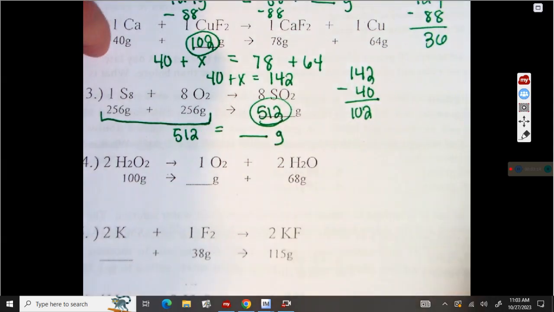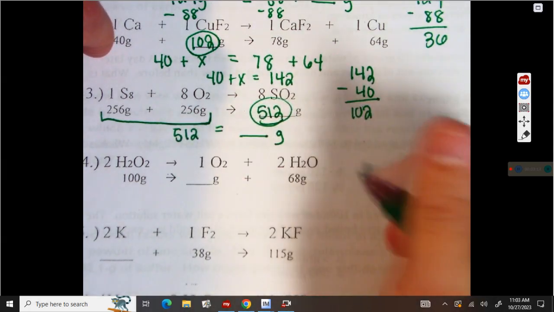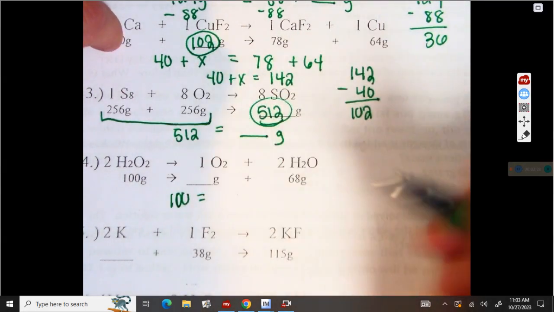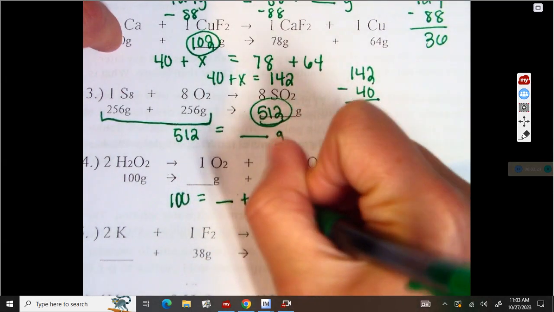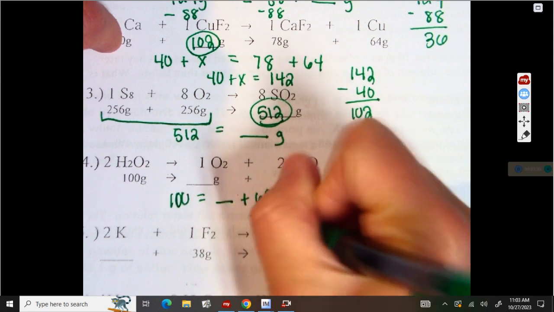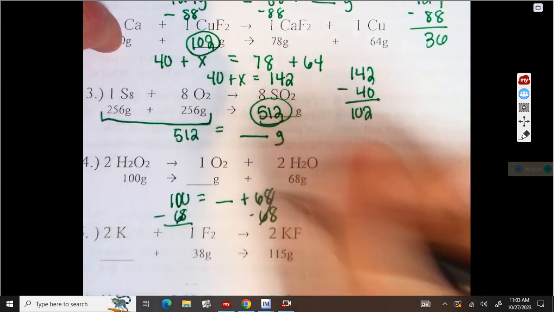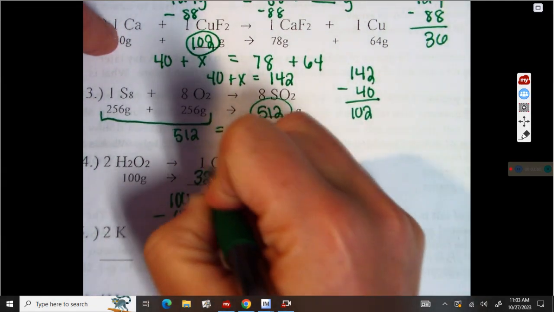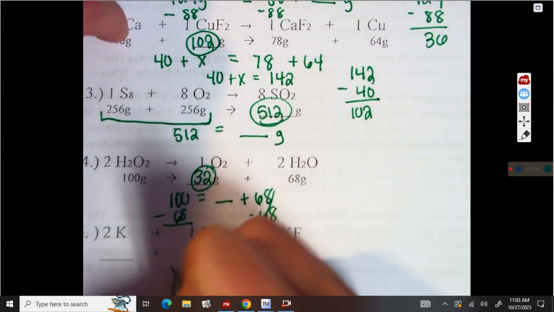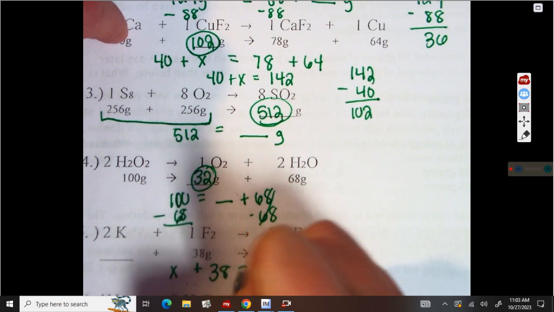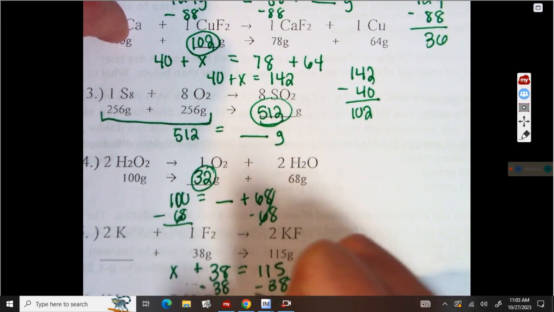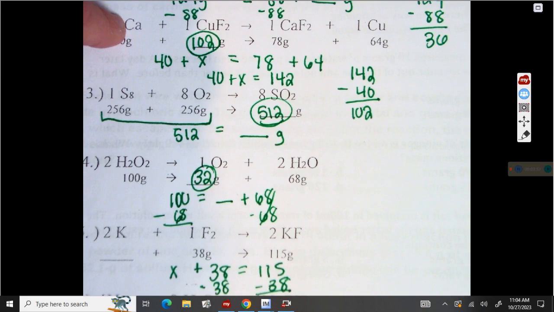All right, in the next question, you have hydrogen peroxide breaking down into oxygen gas and water. And I have 100 equals blank plus 68. So when I subtract 68 from both sides, what I get is 32. So 32 goes in my blank. All right, here I have x, basically, plus 38 equals 115. So we subtract 38 from both sides, and we get x equals 77.